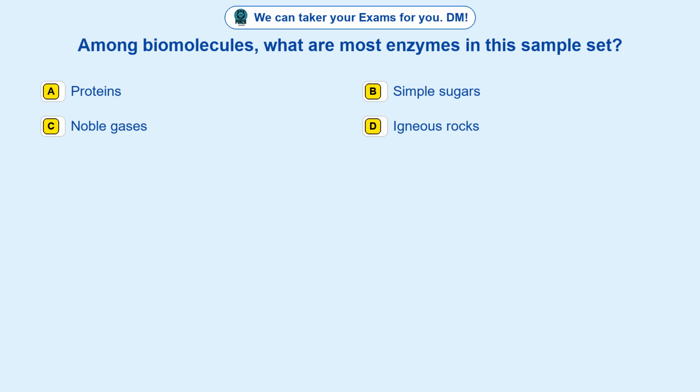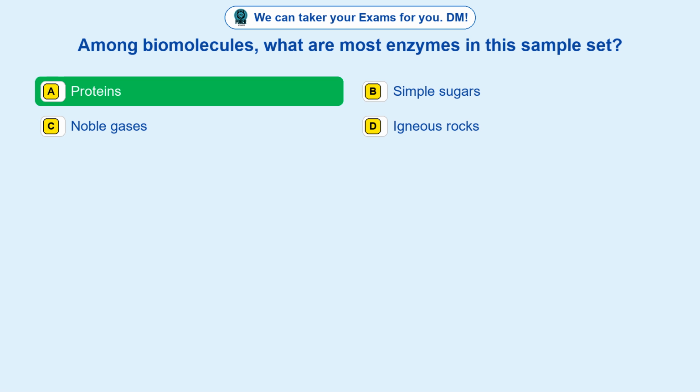Question 30. Among biomolecules, what are most enzymes in the sample set? Option A, proteins. Option B, simple sugars. Option C, noble gases. Option D, igneous rocks. The correct answer is option A.